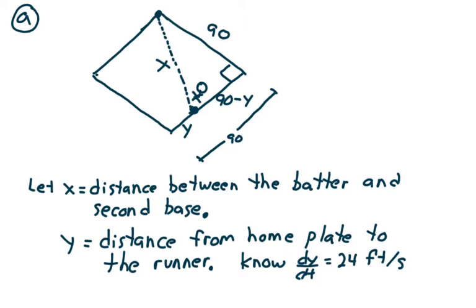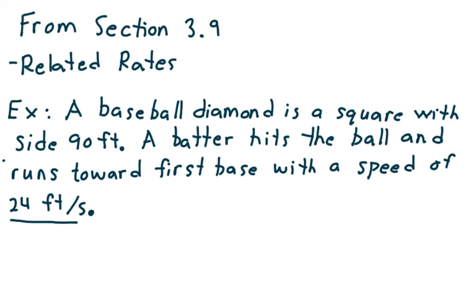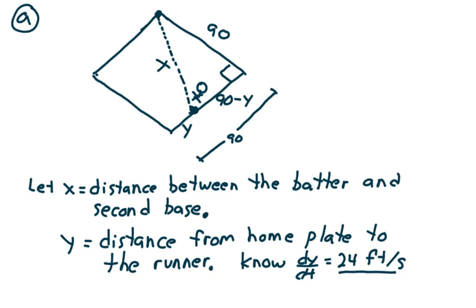But we know dy/dt is equal to 24 feet per second. So that's given in the problem. If you look back, it's saying a batter hits the ball and runs towards first base with a speed of 24 feet per second. And so the batter is running this way. So dy/dt is 24 feet per second.